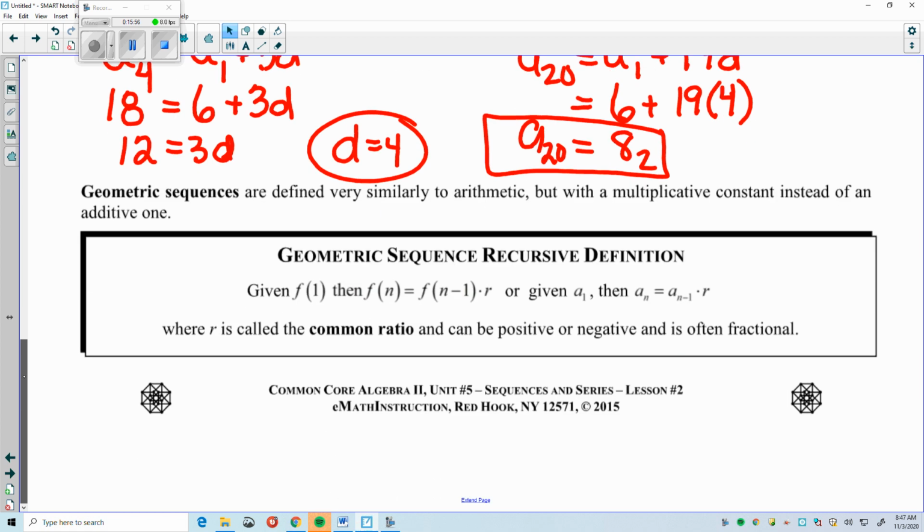So we're going to move on to our geometric sequences, and they are similar to arithmetic, but the big difference here is a multiplicative constant. So we're multiplying. Okay, we're going to find what's called a common ratio. Arithmetic, we had a common difference. Geometric, we're going to find a common ratio.